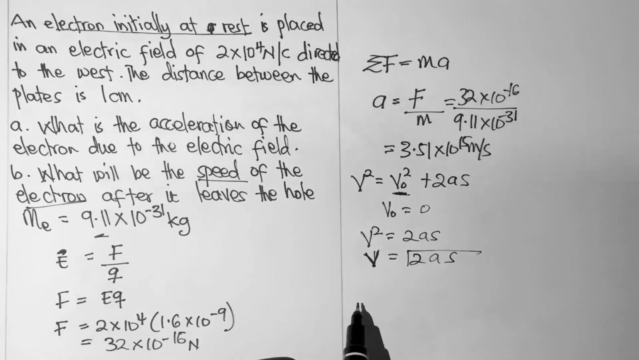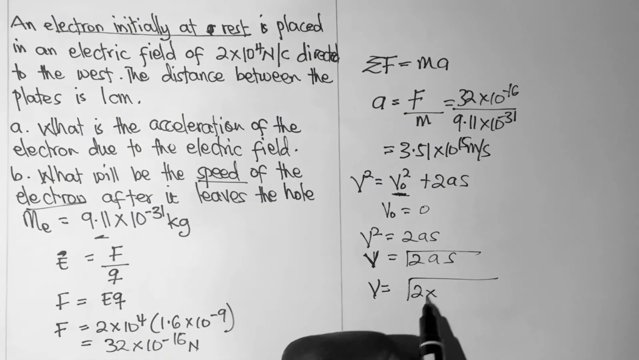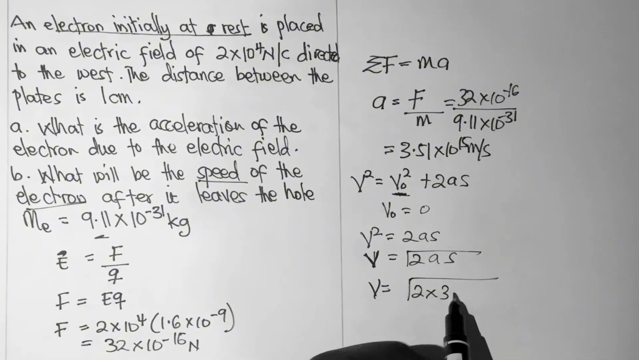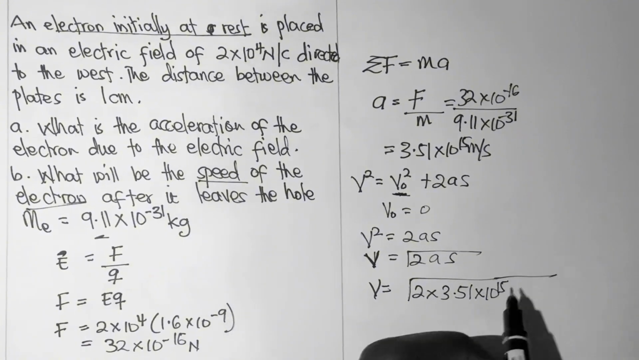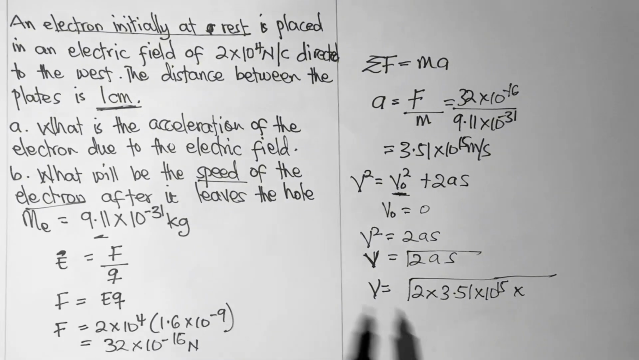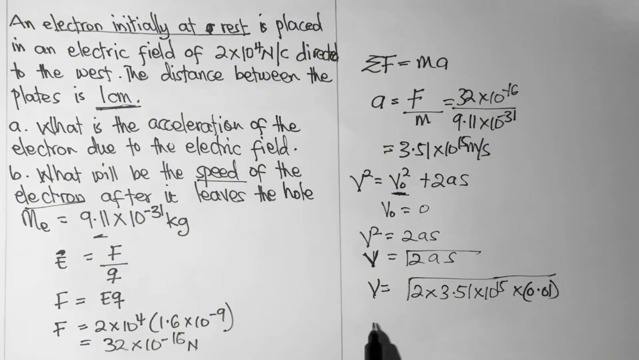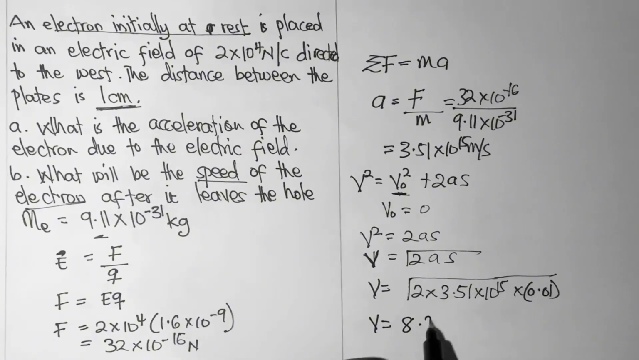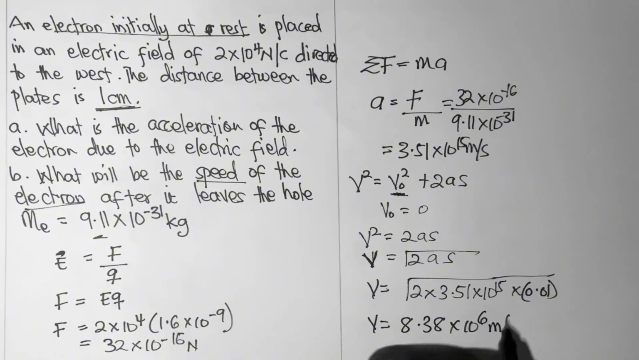a is the acceleration. So v is equal to the square root of 2 times the acceleration we found, 3.51 times 10 exponent 15, times the distance. We're given the distance as 1 centimeter, which is the same as 0.01 meters. So v, if you calculate this, we are going to get 8.38 times 10 exponent 6 meters per second.